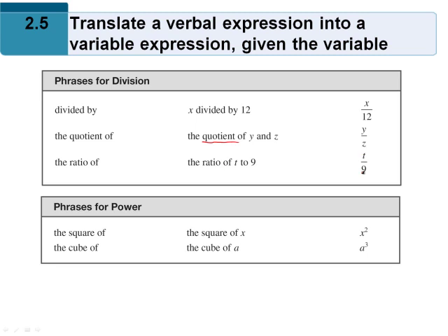And the last operation that we're dealing with here would be for different powers. The square of something always means that it's to the second power. So the square of x would be x squared. And cube is to the third power. Okay, so the cube of a would be a to the third, or a cubed.